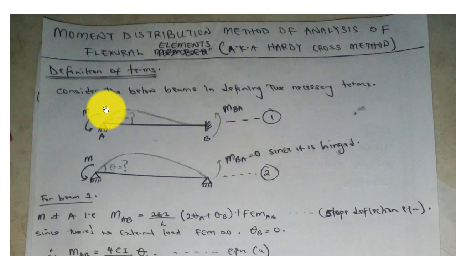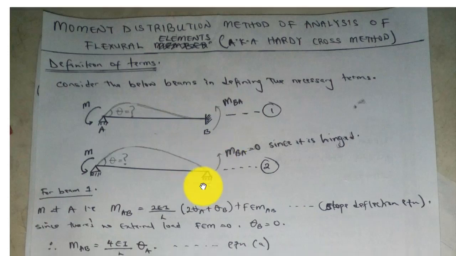You understand? Because we apply a moment at A, and that moment is having an effect even at end B. So this moment that is resulting at end B due to the externally applied moment MA is called carryover moment. Because this moment has carried over a moment to end B. So this moment at this point is called carryover moment. Okay?